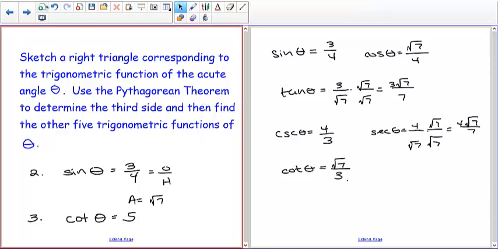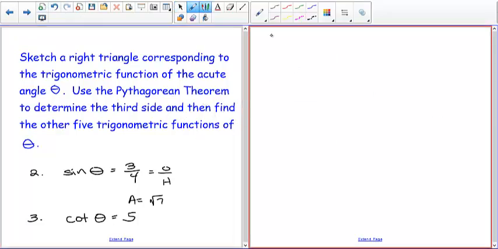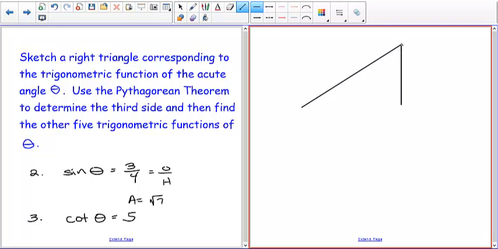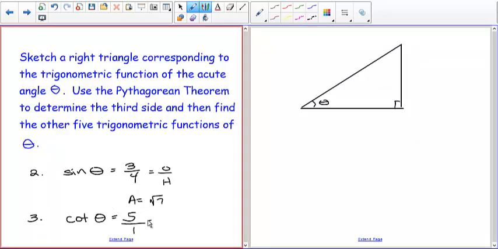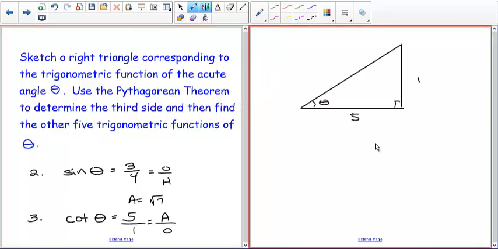Okay, next one. So we draw a triangle, and it's saying the cotangent. I'm just trying to draw this so it's appropriate, or at least somewhat representative. So this is my angle theta. Here's my right angle. It says the cotangent is 5, which is 5 divided by 1. And the cotangent is the adjacent over the opposite. So I'm going to make this 5. I'm going to make this 1.